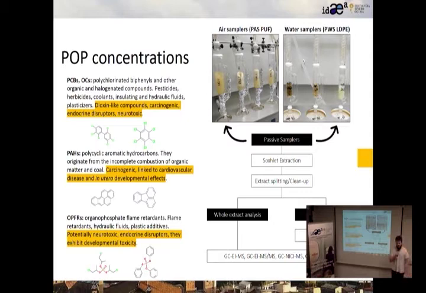Today I'll be showing you some example results from three main families of compounds. These are polychlorinated biphenyls and other organochlorine compounds, which are a family of legacy pollutants that are no longer produced. Also, polycyclic aromatic hydrocarbons, PAHs, which originate from the incomplete combustion of organic matter. And also OPFRs, which are organophosphate flame retardants, a non-regulated family of compounds of emerging pollutants.